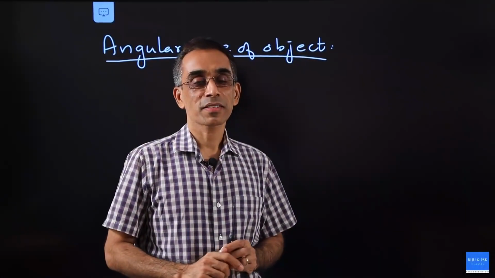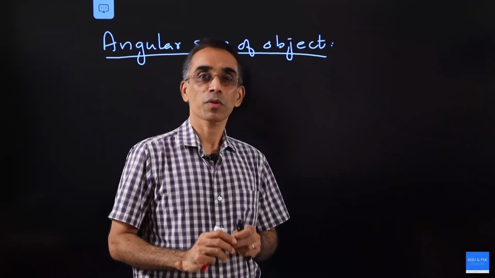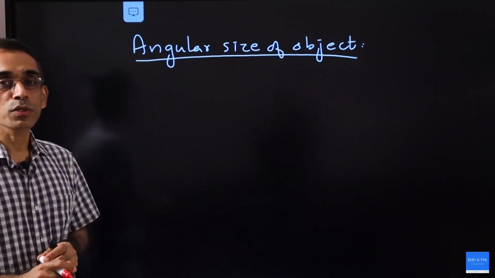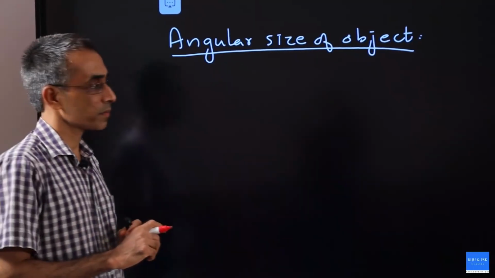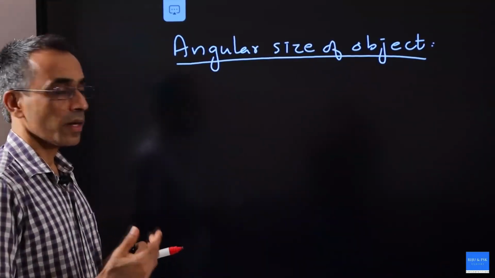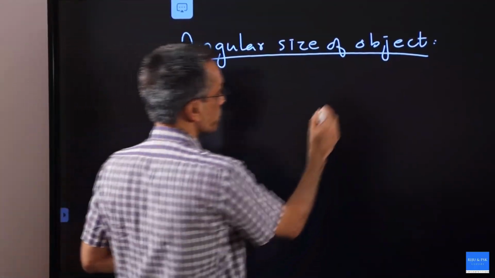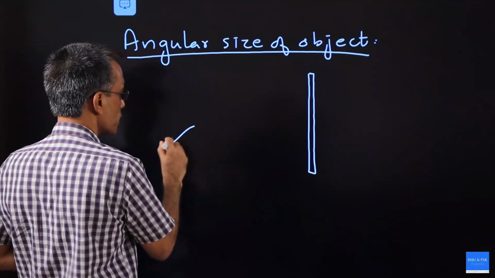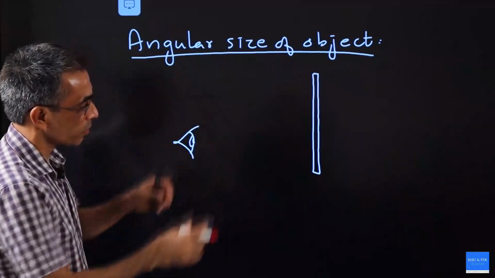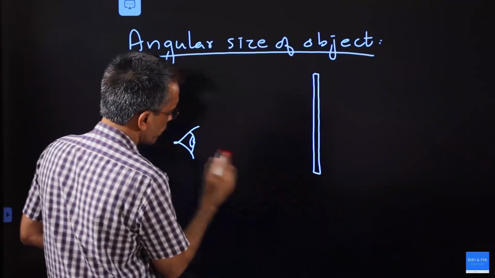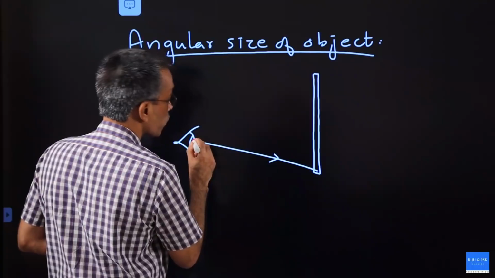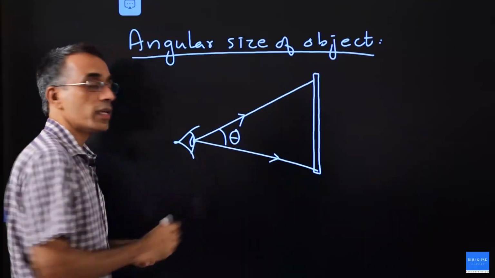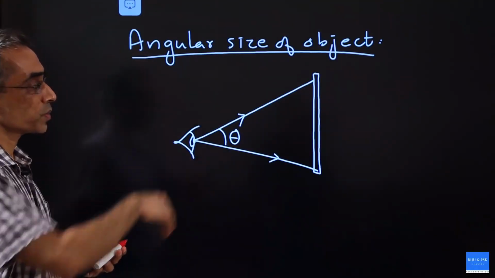Before we discuss simple microscope, compound microscope and telescope, it is important to know about this concept of angular size of object. Angular size of object is a pretty easy thing. When you look at any object, suppose you are looking at a tall object and this is your eye. You are looking at an object, then if you want to see the lowermost point, you will look in this direction, and if you want to see the uppermost point, you see in this direction, and this angle subtended at your eye is what we call as angular size of the object.